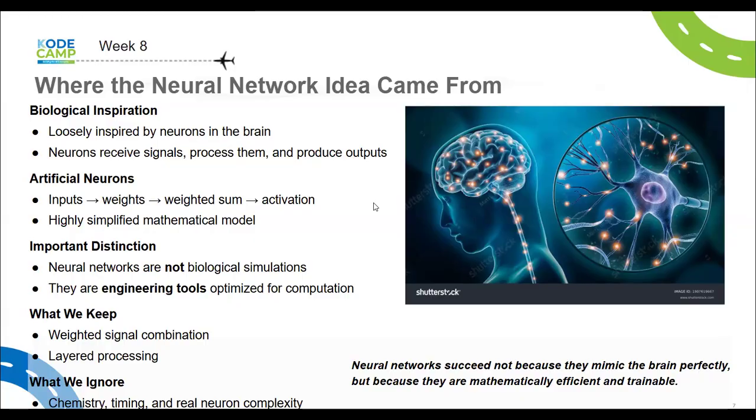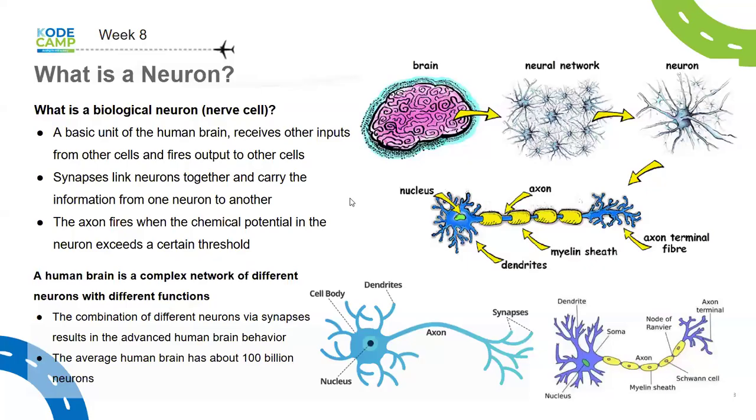It's good to go check out some neuroscience so you can understand some of these things if you want to go deeper. Okay, so the question now, what is a neuron? After all of this, a biological neuron is a nerve cell, a single cell, right?